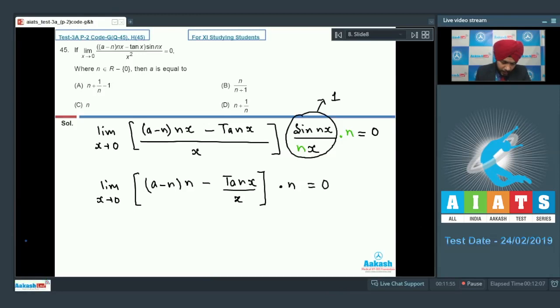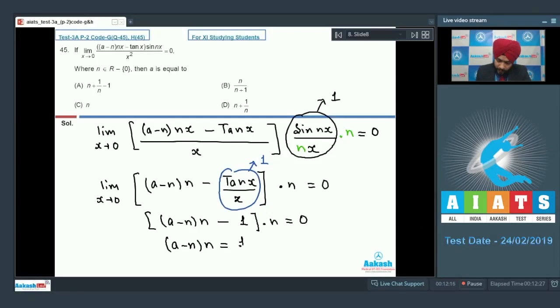Again, this particular quantity will reduce to 1. So ultimately the limit will be removed because x is nowhere in the scenario now. So a minus n into n minus 1 whole multiplied by n equals 0. This n is cancelled. So a minus n into n is equals to 1. Simply a is n plus 1 by n. Option number D is the correct choice. Fine. A very, very simple question just based on the existence of a given limit. Fine. Let us move on to 46.